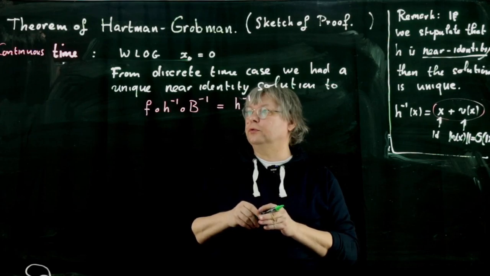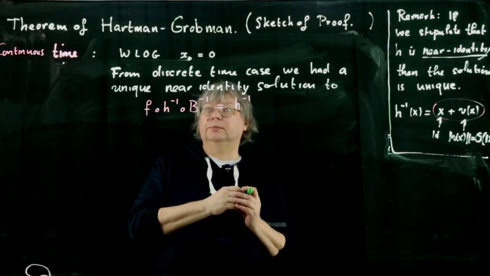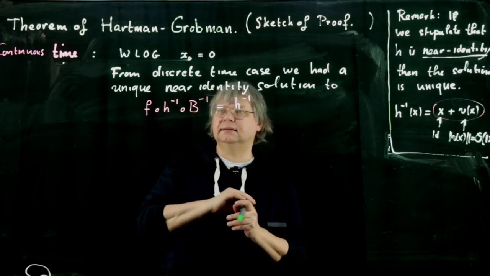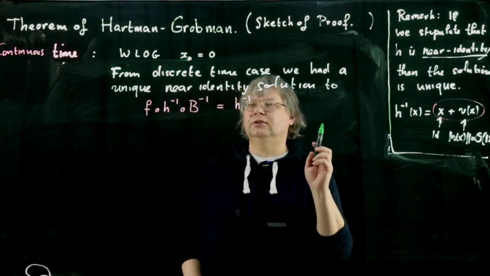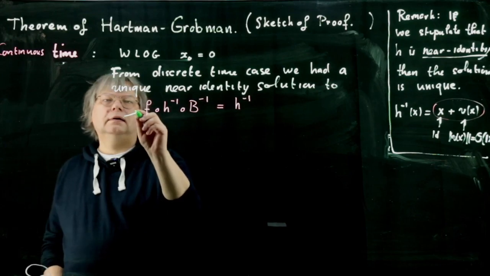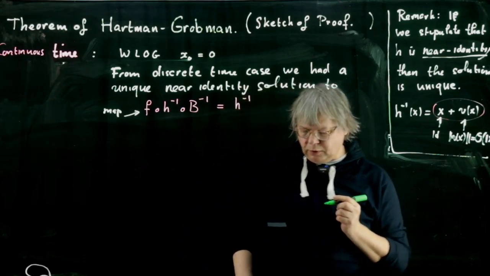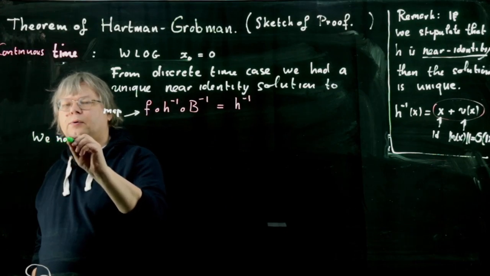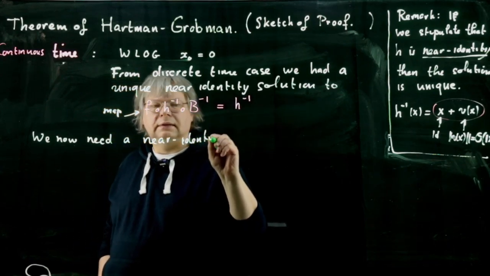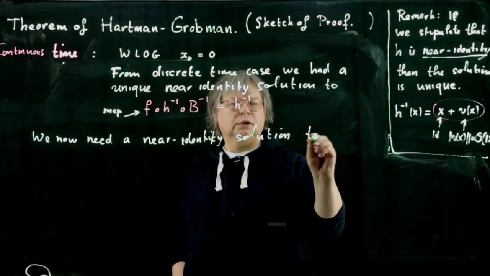So now the last part of the proof, which is the continuous time case. And again, without loss of generality, I will put x0 to be equal to 0. And I just kept what we learned from the discrete time case. So we had a unique near identity solution to this equation, where f was the map. But now we are looking at the continuous time. So we're looking at the flow. And we now need a near identity solution to the following equation.